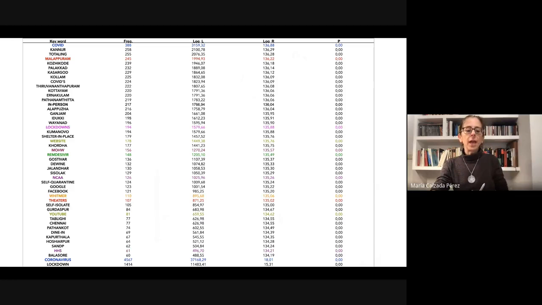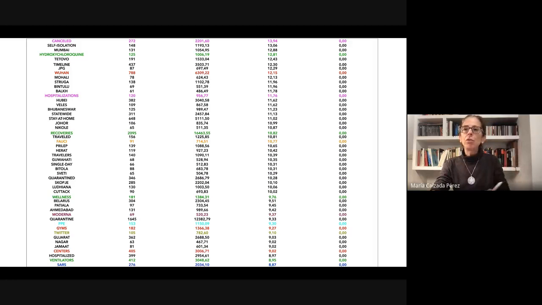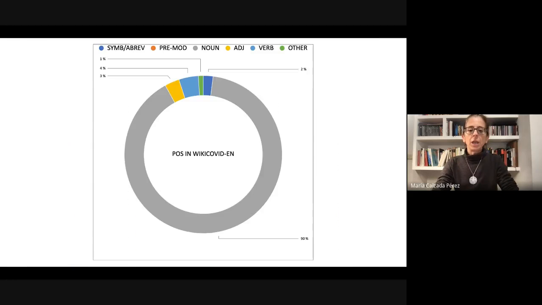You've got keywords that refer to the web, so things like website or YouTube, and so on and so forth. So that's 100 keywords and the most salient keywords in our corpus. If we look into those keywords, we realize that 90% are nouns in WikiCovid EN.